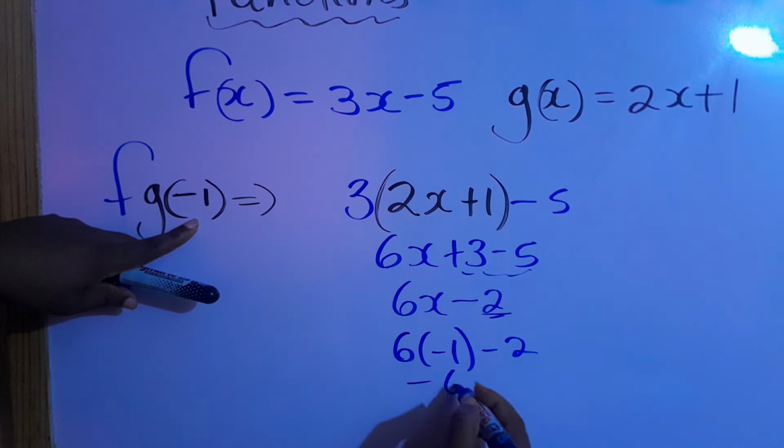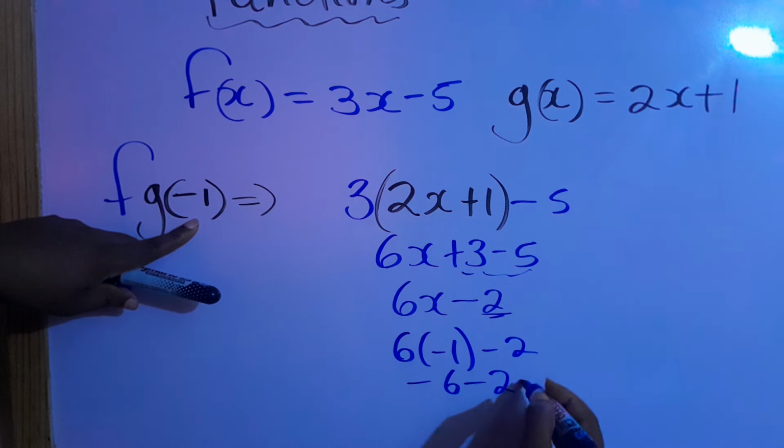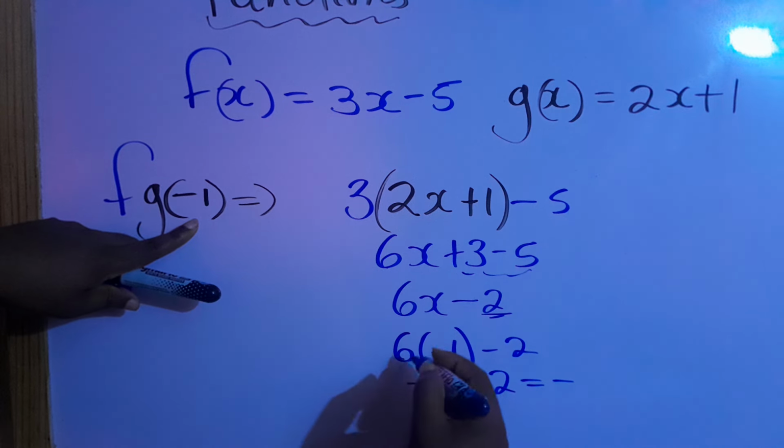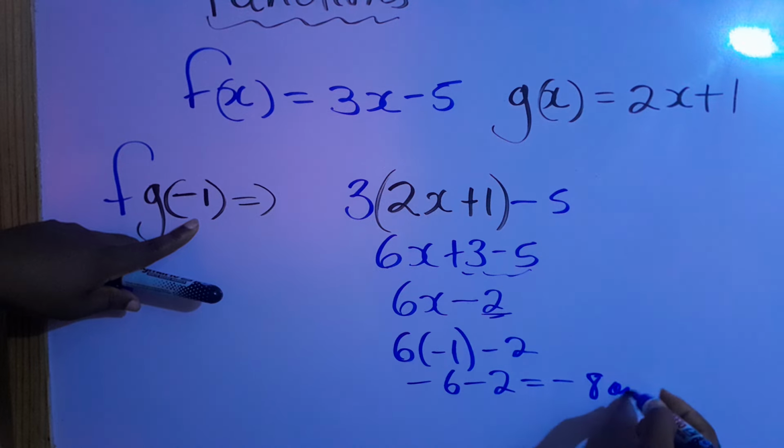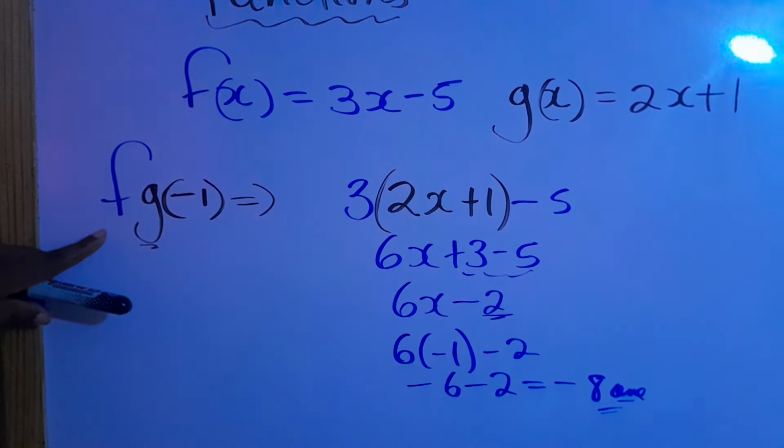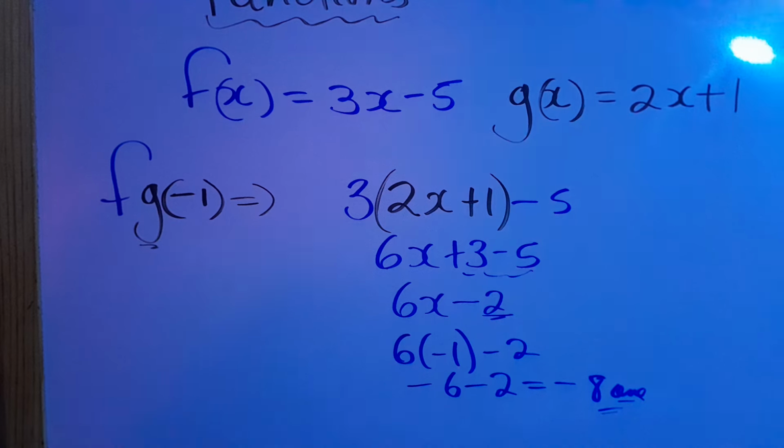We are supposed to put -1 wherever x is. 6 times -1 gives you -6. So our answer is -8. So notice when you put a number in, you actually get out a number. That's the output.